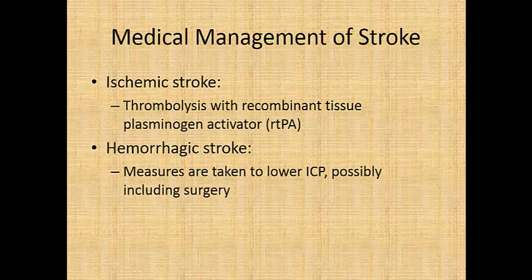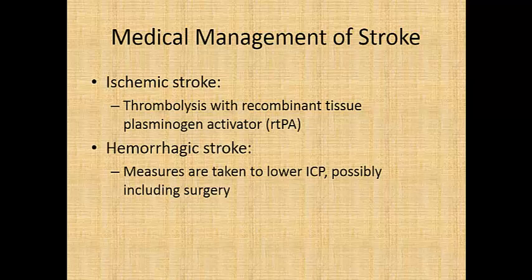So medical management is really going to depend if it's ischemic or hemorrhagic. So ischemic strokes, we're going to talk about the medical management a little bit more in depth, but they use thrombolysis with recombinant tissue plasminogen activator. I know that sounds like a mouthful, but basically what that means is the blood clot, the thrombus, is going to be dissolved and gotten rid of with different types of medication that are recombinant tissue plasminogen activators. Okay, so these meds will dissolve the blood clot.